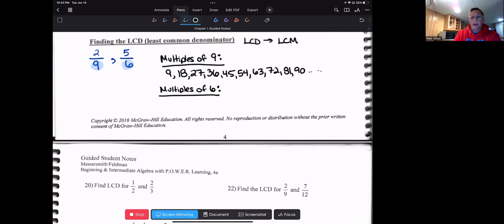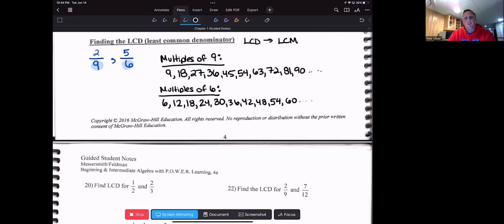And again, just like I did with the 9s, I'm going to go ahead and just list off a whole mess of them. And even though I might pass the LCD, I just kind of want to make a point about the numbers that we get. So we got 6, 12, 18, 24, 30, 36, 42, 48, 54, 60, and so on.